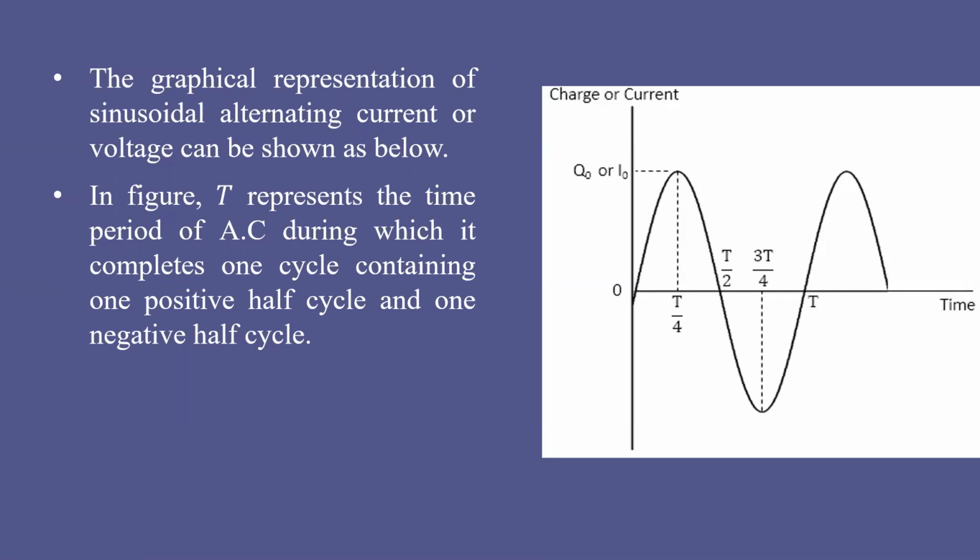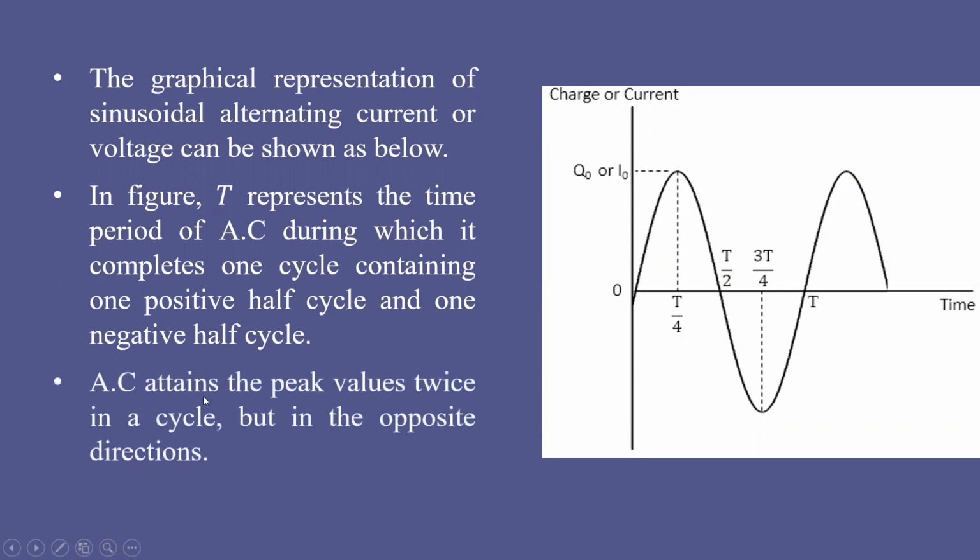Okay, because AC is represented mathematically by means of the sinusoidal function, that is I naught into sine omega t. So the graph of current versus time gives you a simple sine wave. But here we represent the time period of AC by taking the time to complete one cycle. Okay, so AC attains the peak values twice in a cycle, but in opposite directions.